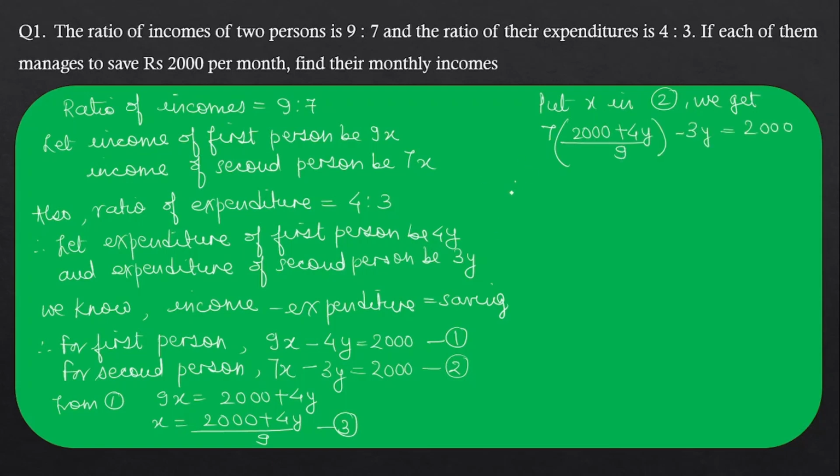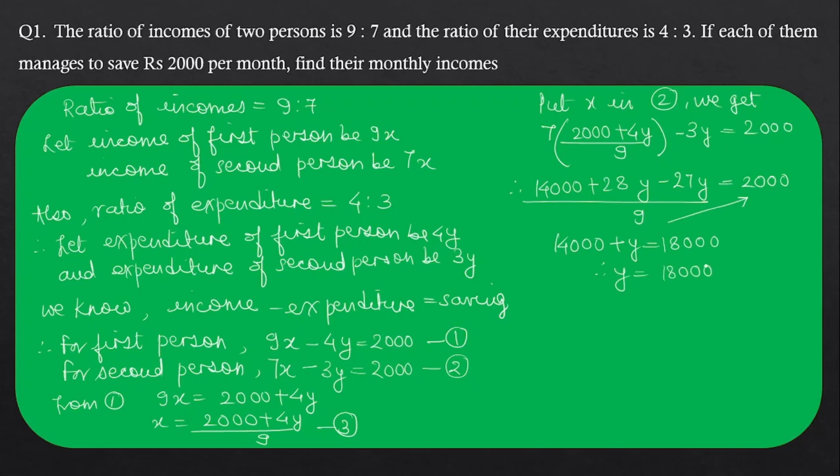Let's open the bracket. 14,000 plus 7 times 4y is 28y. Here I am taking the LCM also. Upon 9 is 2000. This 9 will get cross multiplied. So 14,000 plus y is 18,000. Therefore y becomes 18,000 minus 14,000, which is 4,000.